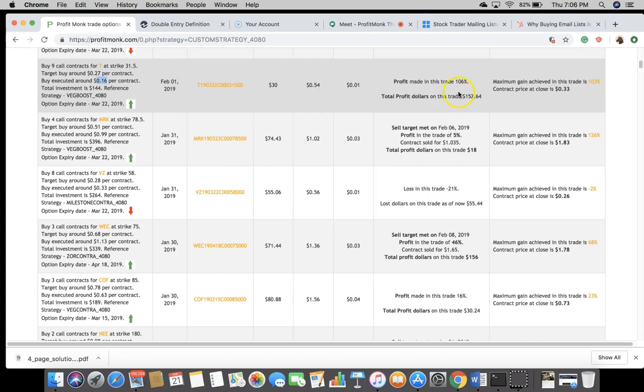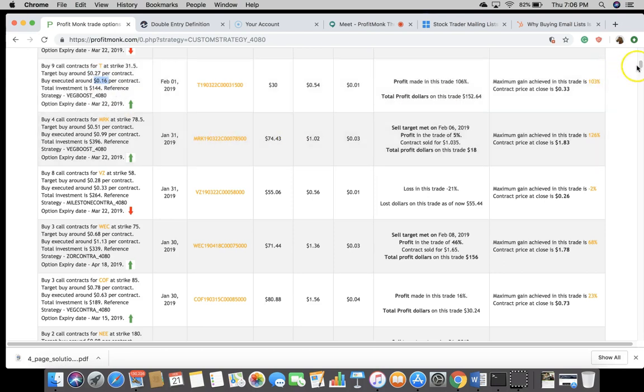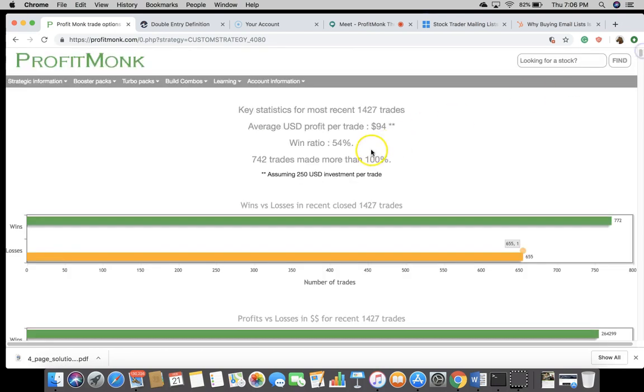So for example, for this particular stock it says 106% profit. The buy was executed at 16 cents, but the price of the contract at yesterday's closure was 33 cents. So that is where the 106% is coming from. It is not based on the target buy price, but it is based on the price at which a trade is executed. So I hope that's clear.